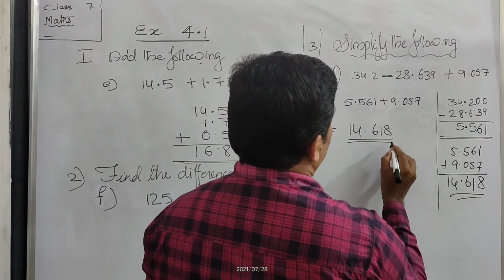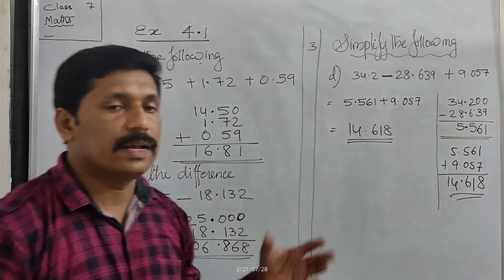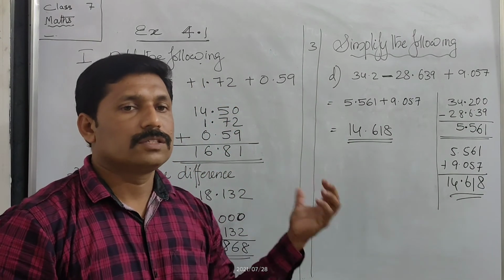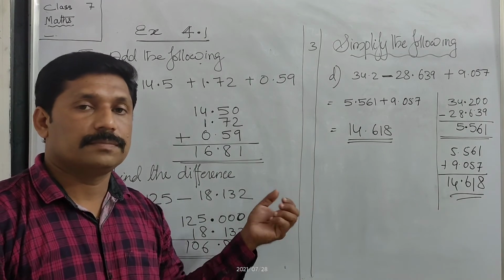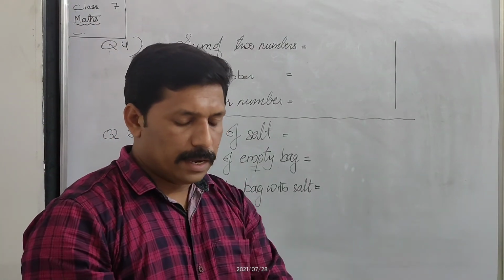14.618. That is a simplified answer of the question. Okay. So there are some questions which we have not solved. That's a homework for you. Do that. Okay. Now we move to the next question.